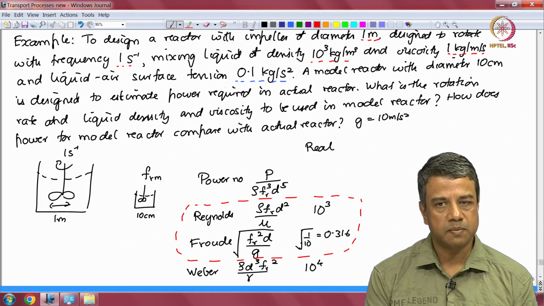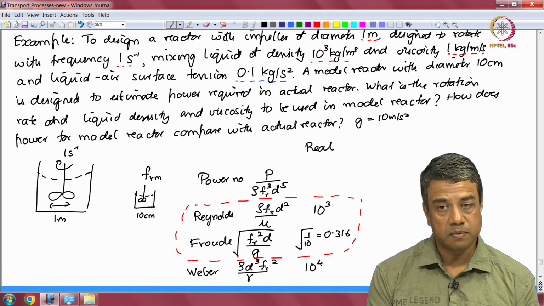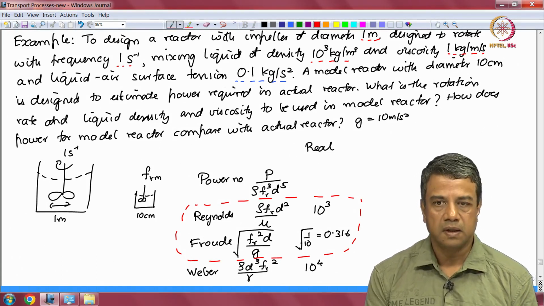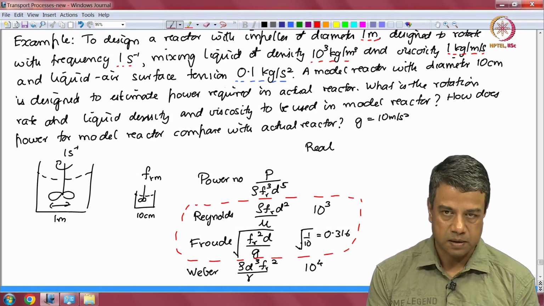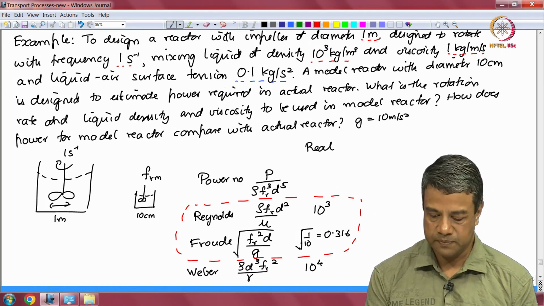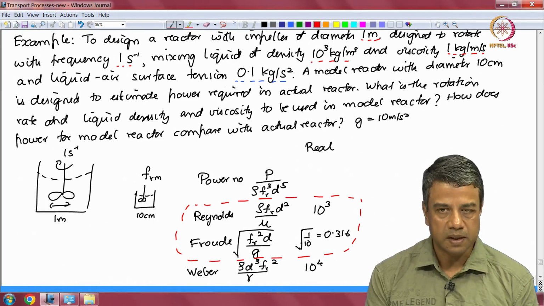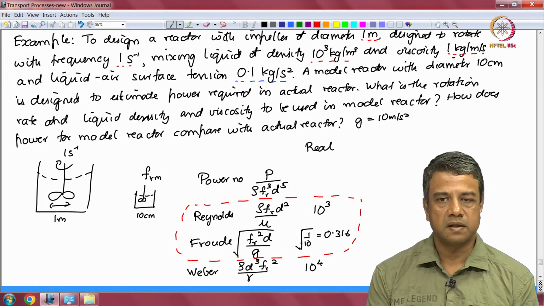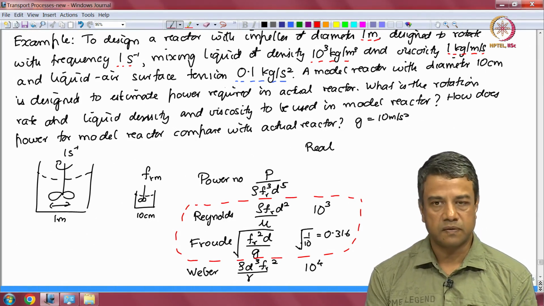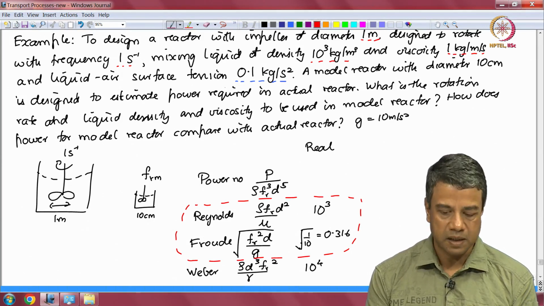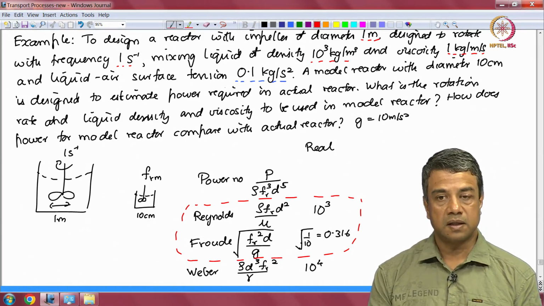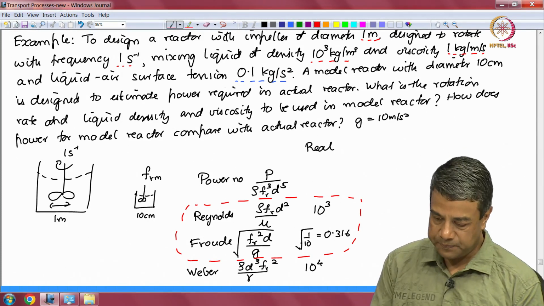The Reynolds number was 10 power 3, the Froude number was about 0.3, and the Weber number was 10 power 4. The Weber number is very large, which implies that surface tension is most likely not important in this case. The Froude number is comparable to 1, so gravitational and centrifugal forces are comparable, and therefore the Froude number has to be maintained between the model reactor and the actual reactor in order to get the correct shape of the interface.